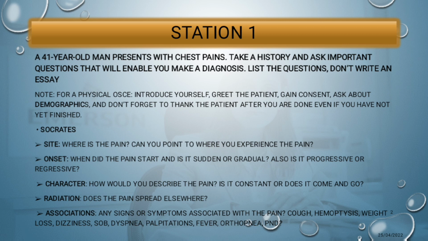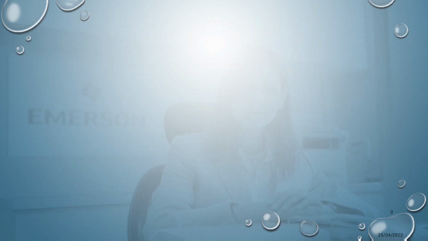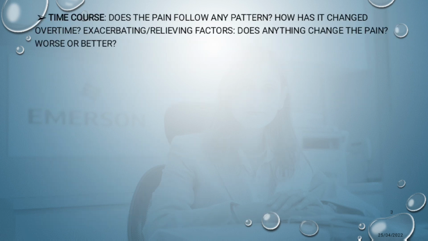Now, chest pains can be cardiovascular in origin or respiratory in origin. That's why the associated questions can be both, so on associated symptoms you also ask the cardiovascular and respiratory questions. Then for the time course, does the pain follow a pattern, or how has it changed over time? Are there any exacerbating or relieving factors? Does anything change the pain, making it worse or better?